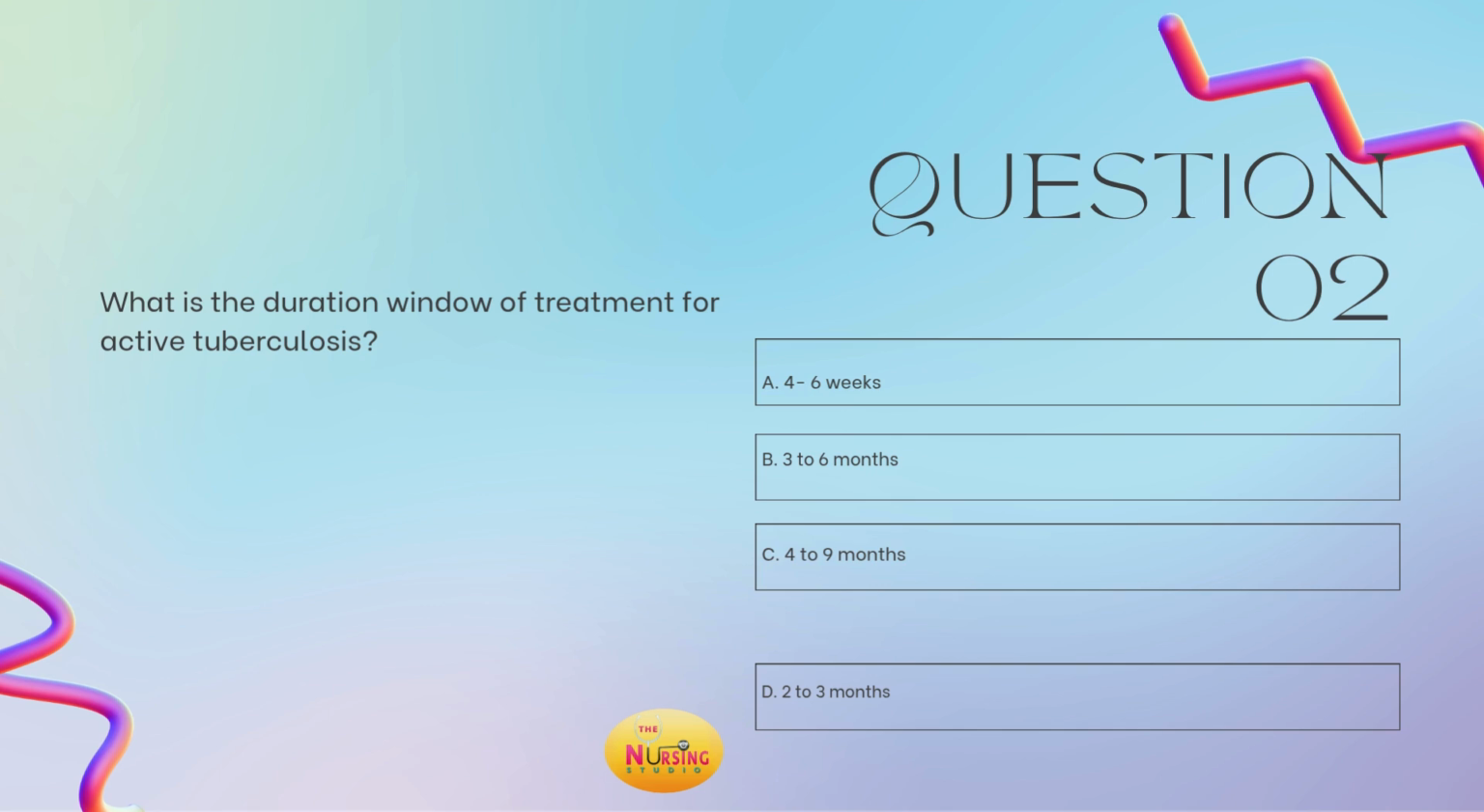Again, the question is the stem, and it states, what is the duration window of treatment for active TB? And the best answer is C. We can treat anywhere from 4 to 9 months, typically starting out in that 4-month range. And typically we see it treated on average for 6 months because we'll do the standard initial treatment for 4, and then there's an additional 2-month period of therapy as well. But it can range anywhere from 4 to 9 months based on the case.